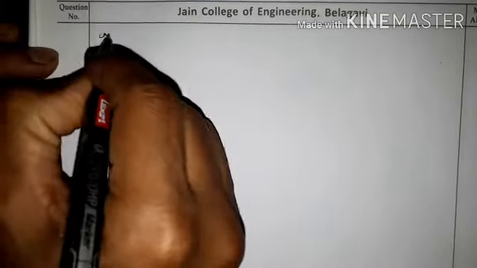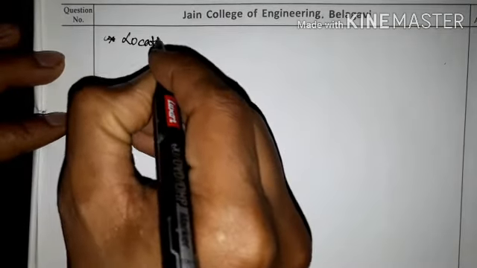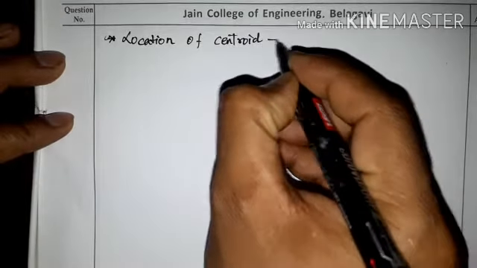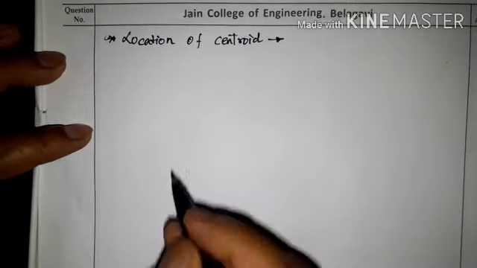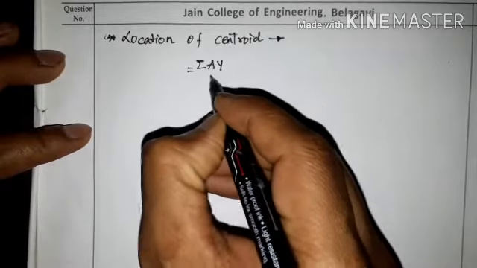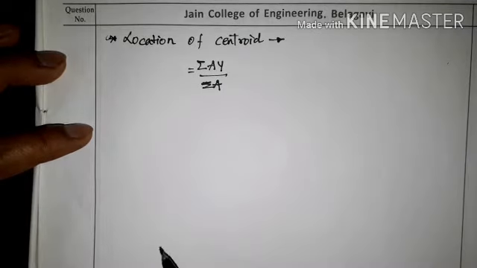First of all we have to find the location of the centroidal axis, or the location of the centroid. Because it is an unsymmetrical I section, we have to locate the centroidal axis. We know that it is calculated by summation of A into y divided by summation of area.